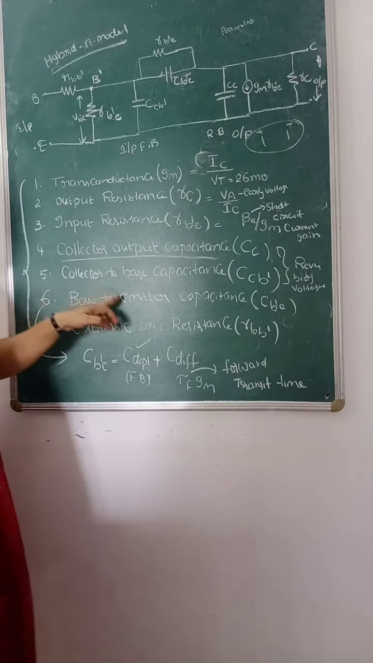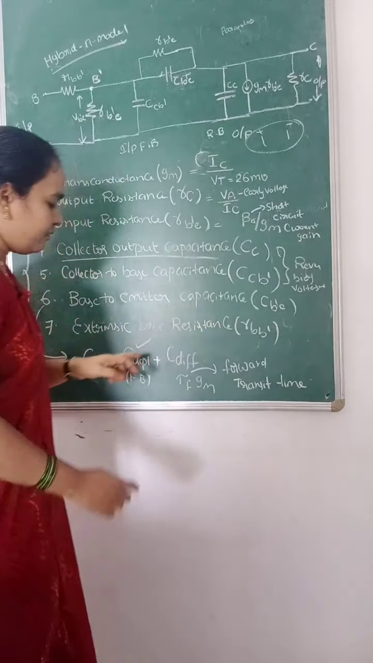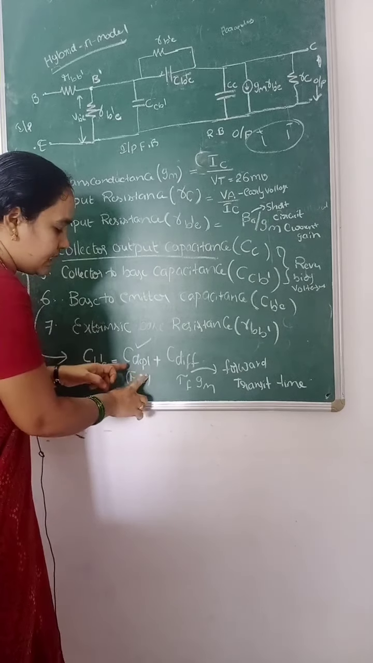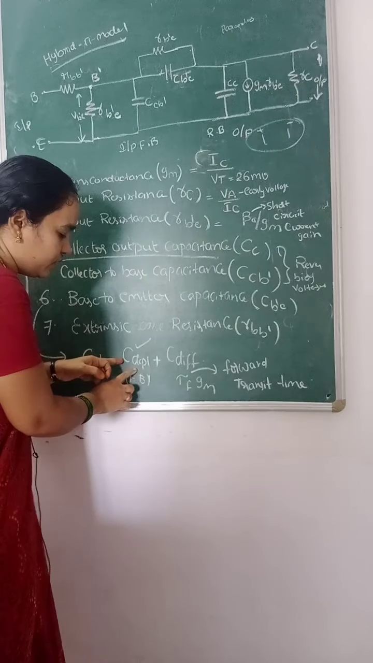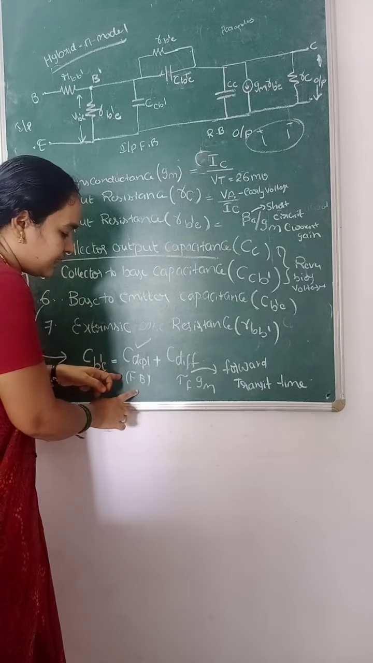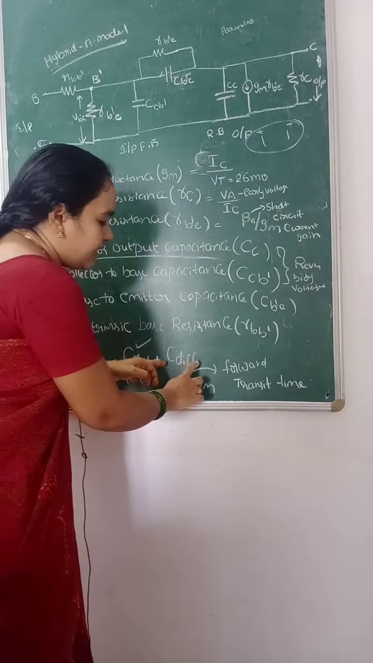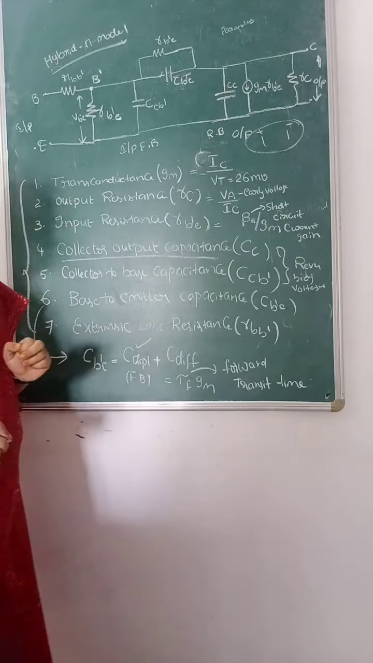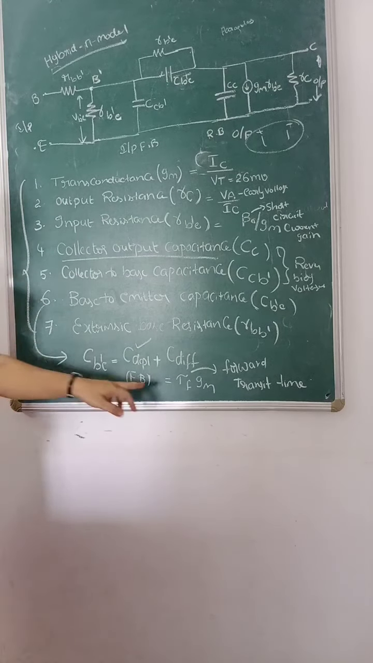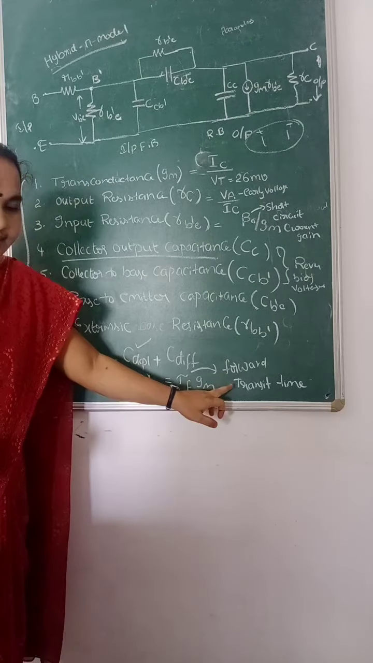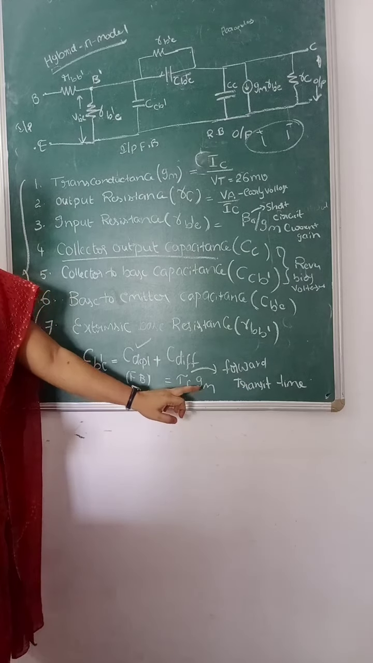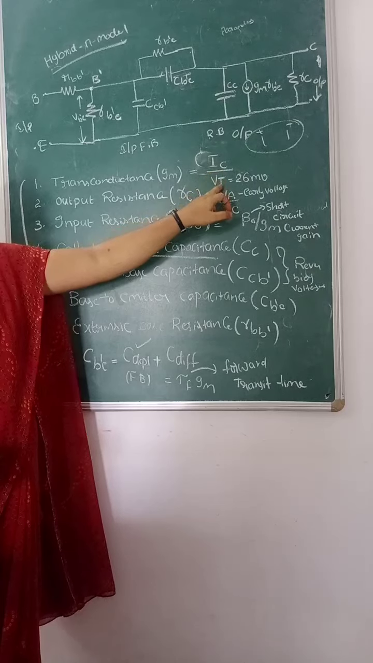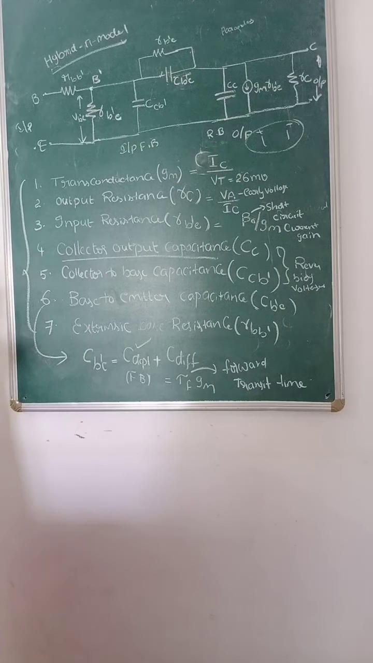So base to emitter capacitance will have two components: C depletion, which is the capacitance offered due to the forward biasing of this PN junction, and diffusion capacitance, which is given as tau F into Gm, where tau F is the forward transit time and Gm is the transconductance given by the collector current with that of the thermal voltage.